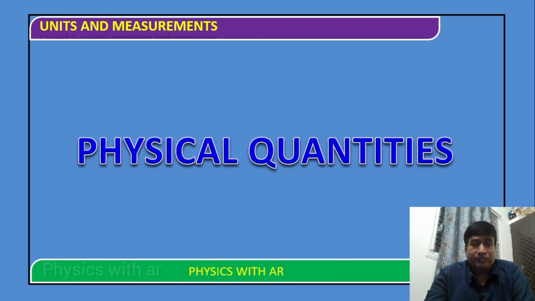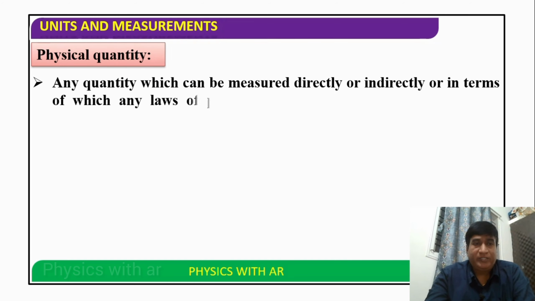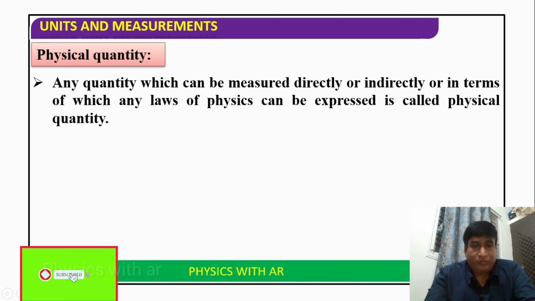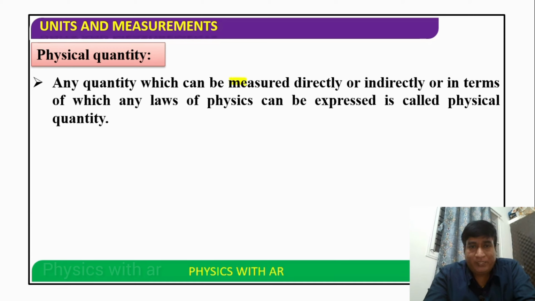Today we are going to discuss physical quantities. You have already discussed what a physical quantity is. A physical quantity is one which can be measured, whether directly or indirectly, and in terms of which the laws of physics can be expressed. Such quantities we call physical quantities.